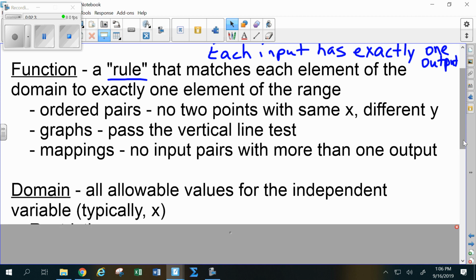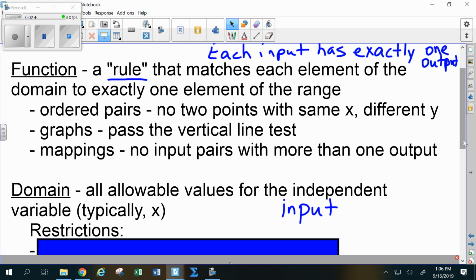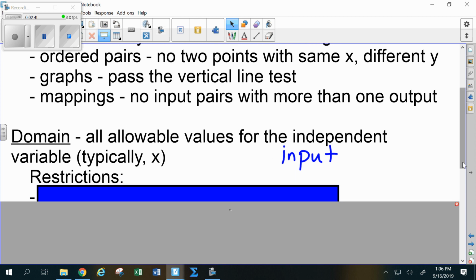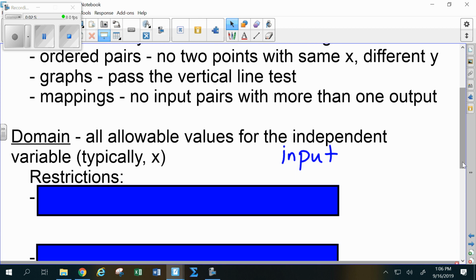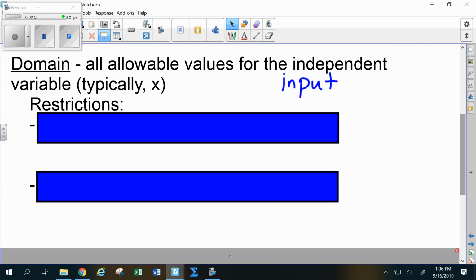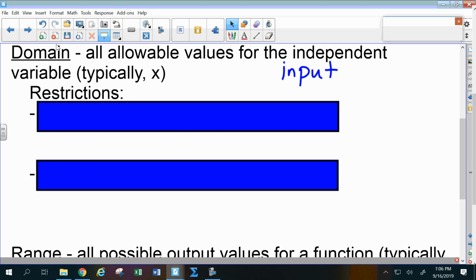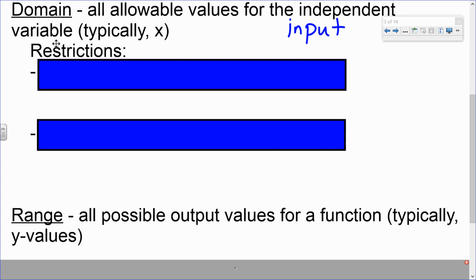Okay, domain is going to be all of the things that we allow for the independent variable, for the input, generally speaking x's. We're going to talk about a couple of restrictions here in a few minutes, so just leave some spaces in your notes to fill that in a little bit. And then range will simply be all of the outputs that we allow for a given function. So all of the outputs, the y's, the dependent variables.